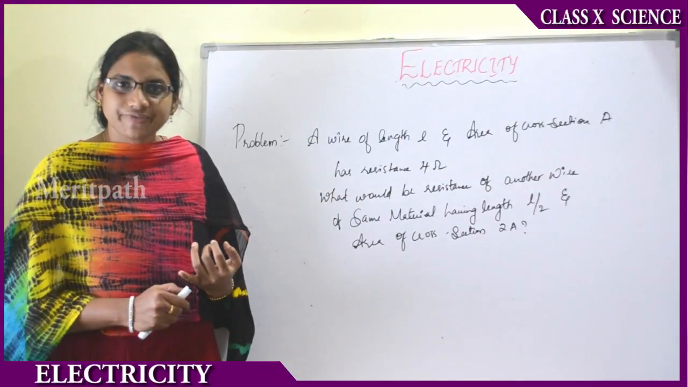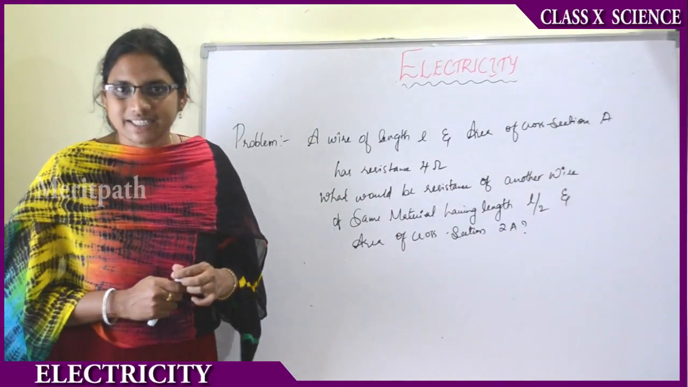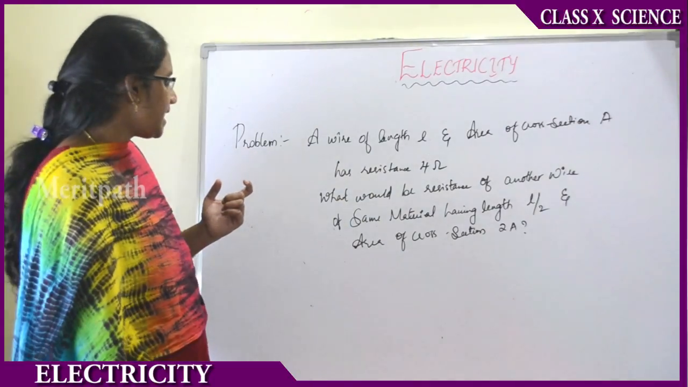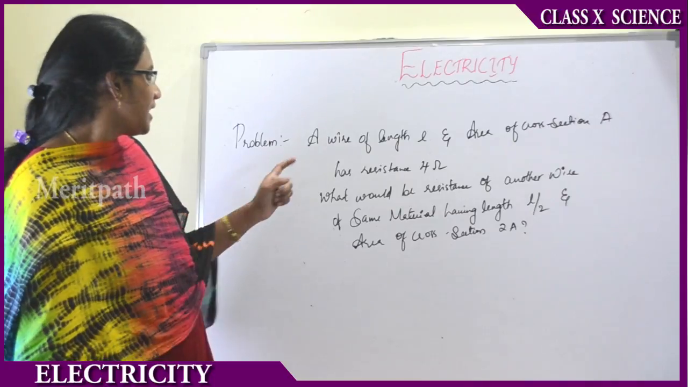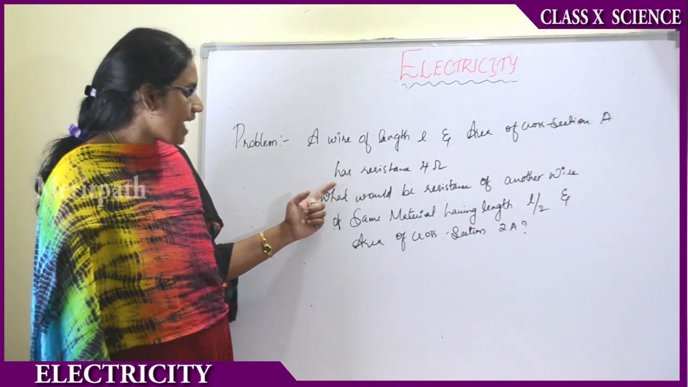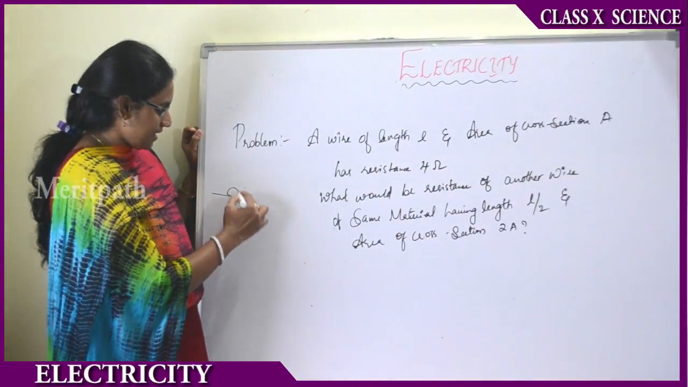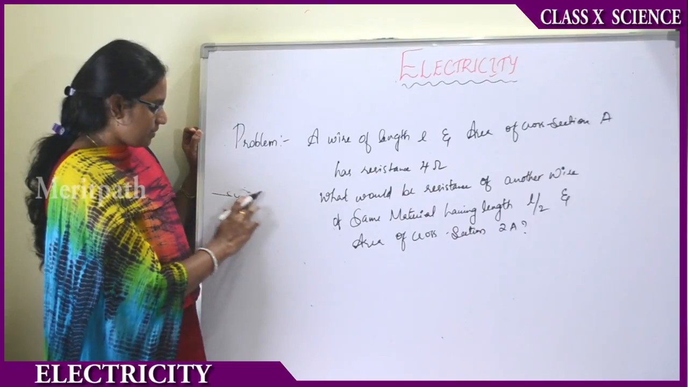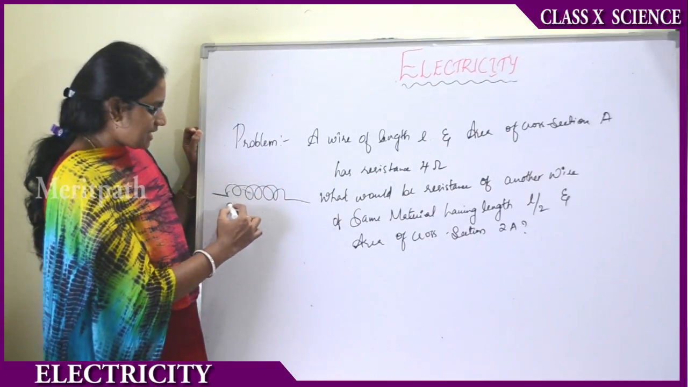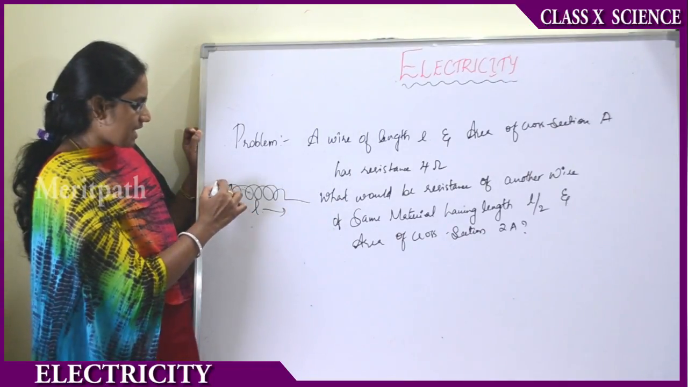About the potential difference, the resistance and the resistivity offered in an electrical circuit. Now let us see, in this problem you will be seeing that a wire of length L and area of cross section A has resistance 4 ohms. That means he has taken one wire, and the length is L and the area of cross section is A.